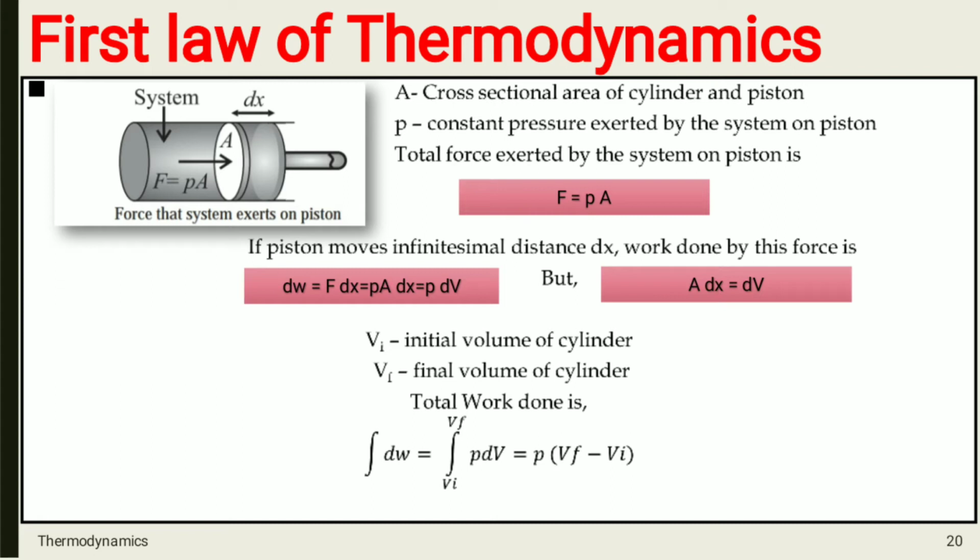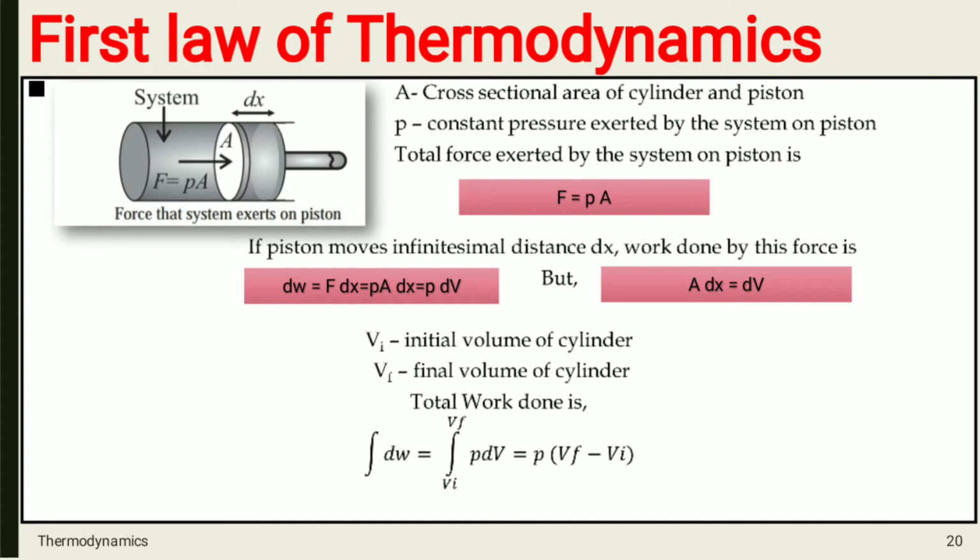Who is applying the force? Gas molecules on the piston. Gas molecules are applying force on the piston. Due to that the piston is moving towards the edges of the cylinder, and due to that force F is equal to P into A, there will be some work done on the piston by the molecules of gas, which is written as dW.